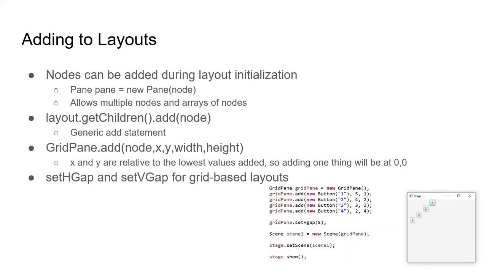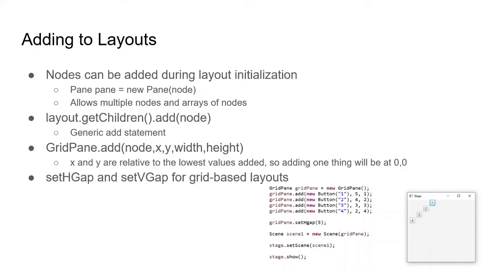So you can see that you add the node, and then the x value, the y value in terms of the grid, not in pixels, and the width and the height in terms of grid, not pixels. This can get a bit strange because the width and height of the grid can change depending on what components are in it. And x and y are relative to the lowest values of x and y on the grid. So if you add one thing, it will always be at 0, 0 relatively, because there's nothing lower than it. And you can use setHgap and setVgap for grid-based layouts to separate items in the grid. It's in pixels, and H stands for horizontal, V vertical, same with Hbox and Vbox.